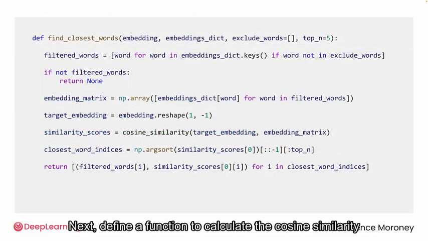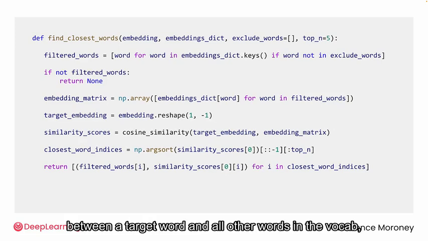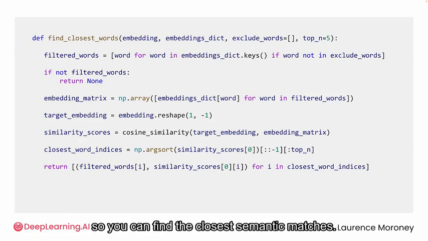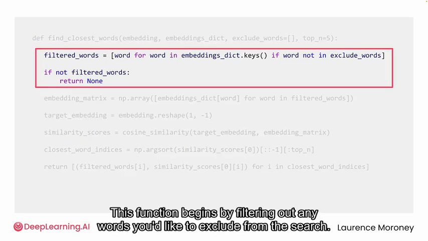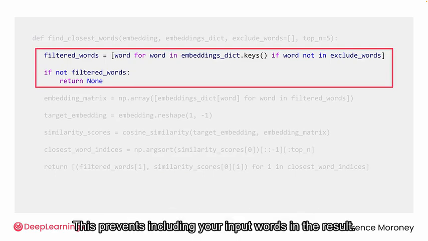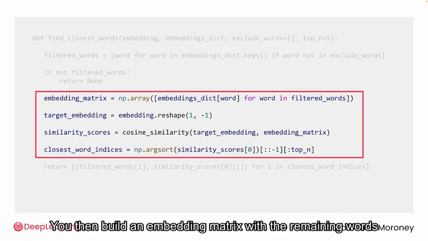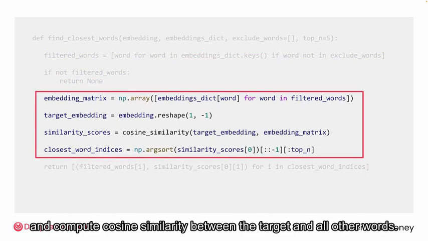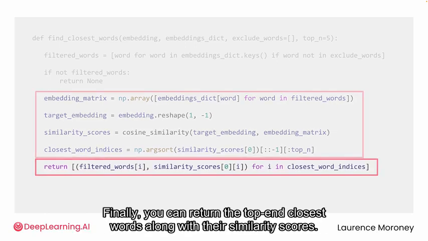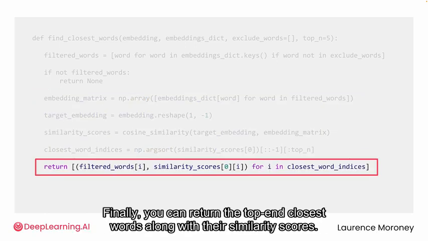Next, define a function to calculate the cosine similarity between a target word and all other words in the vocab so you can find the closest semantic matches. This function begins by filtering out any words you'd like to exclude from the search. This prevents including your input words in the result. You then build an embedding matrix with the remaining words and compute cosine similarity between the target and all other words. Finally, you can return the top n closest words along with their similarity scores.